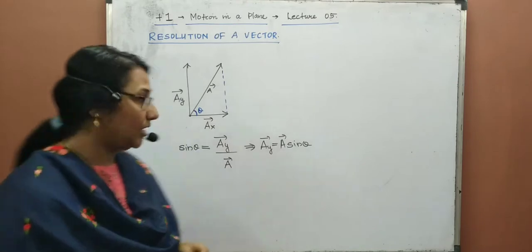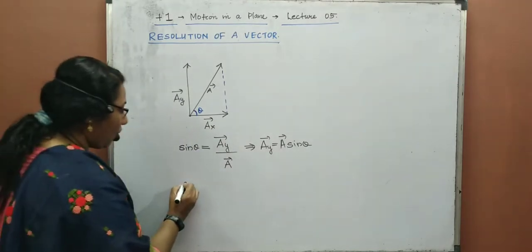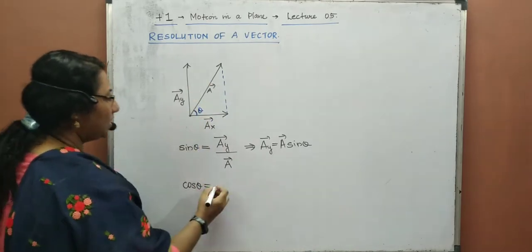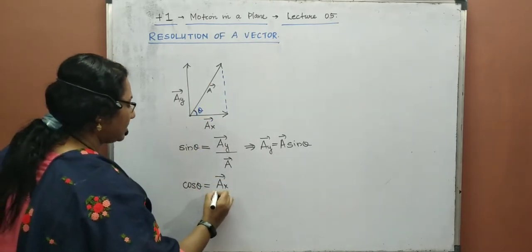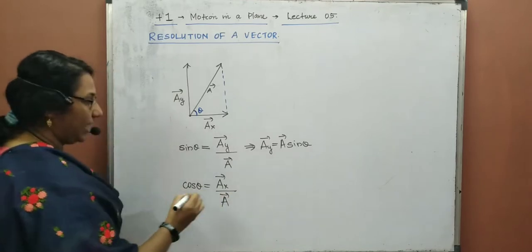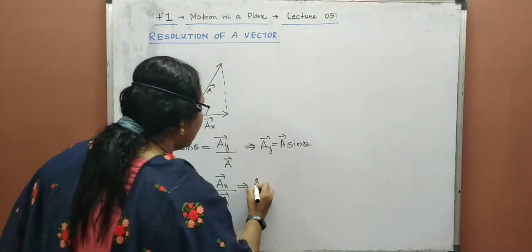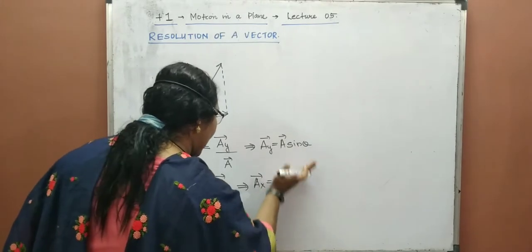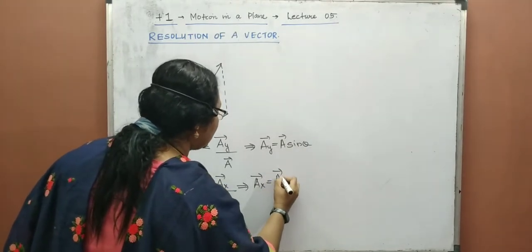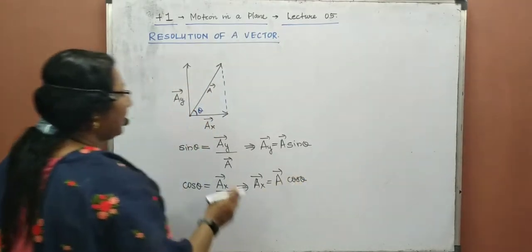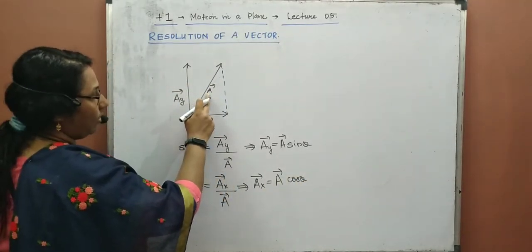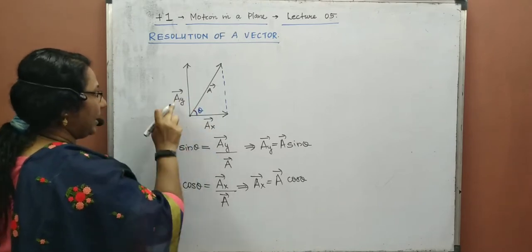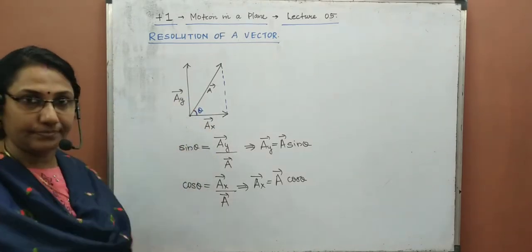Clear? Okay. Similarly, taking cos theta, adjacent side by hypotenuse. Now adjacent side is AX, by hypotenuse is vector A itself. Or we can write the x component of the vector is A cos theta. That is, taking the cos component of A, A cos theta, you will get AX. Taking A sine theta, you will get AY.